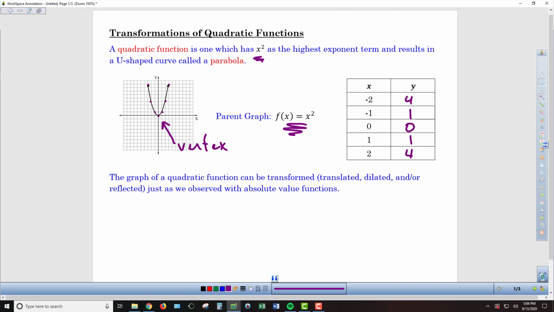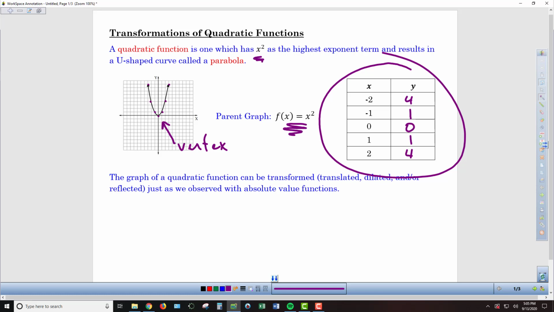So you'll hear me say that quite a bit as we sketch out the graphs of these functions, even though we won't be using a t-table like this. Just like for the absolute value functions, we used the t-table to get started, but we eventually moved off of that and used our transformations.